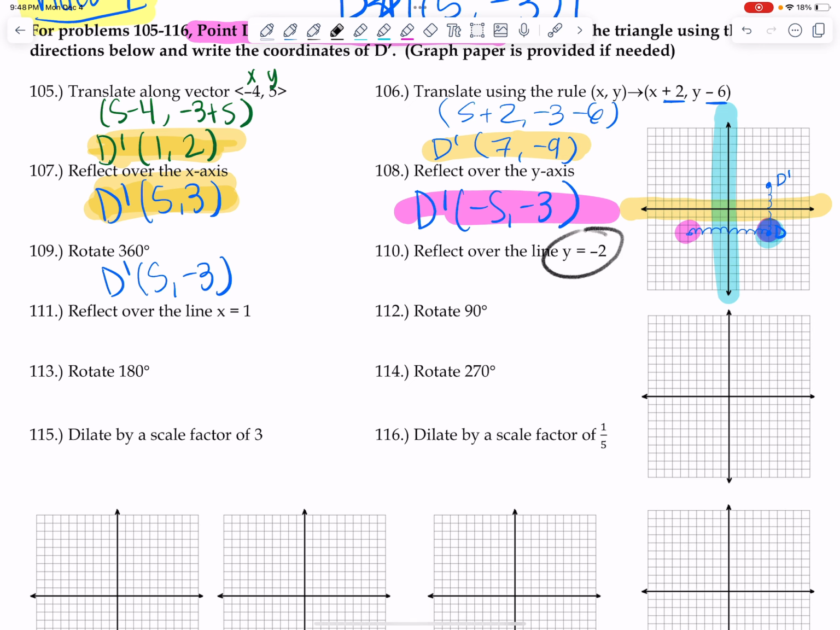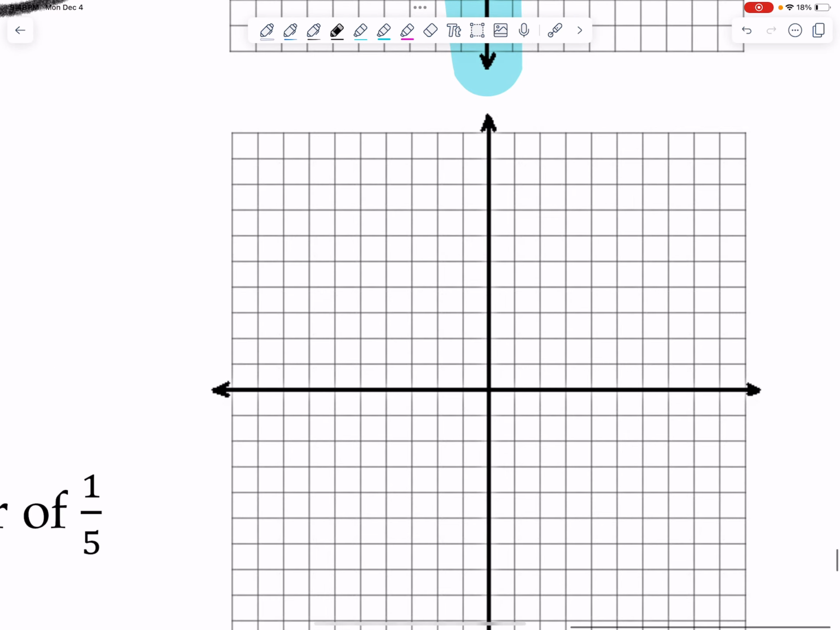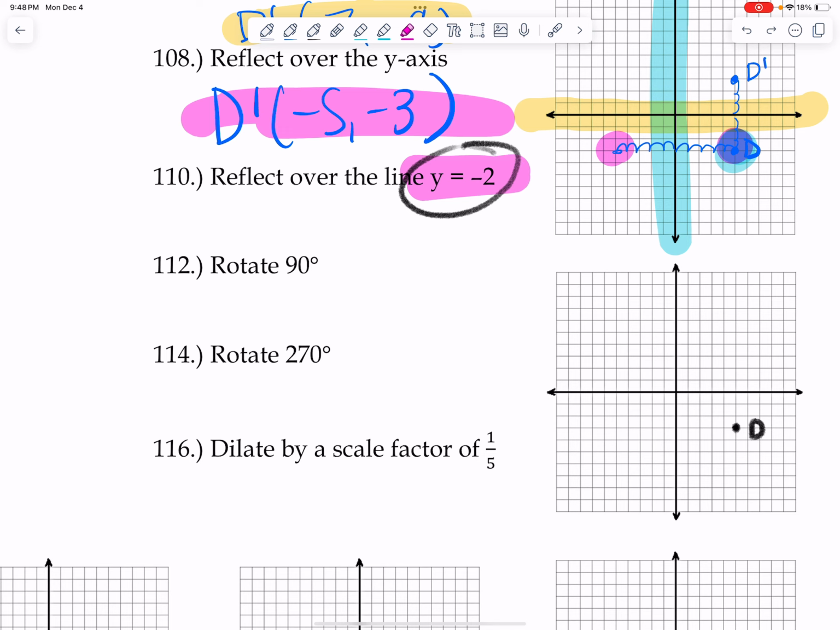Y equals -2 is what it says. So I'm going to go to a graph. 1, 2, 3, 4, 5, 1, 2, 3. This is the point currently D, and D, not D prime. And we want to reflect over the line y equals -2.